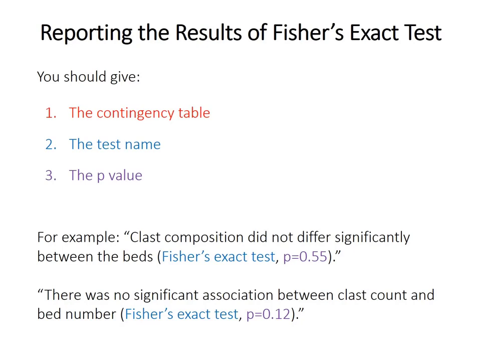You could say that class composition didn't differ significantly, or that it was significantly different, or you could say the counts of the class were different, or the counts of my observations were different. You could also use the association phrase, but that's maybe less intuitive, and so you could always just go with the counts didn't differ significantly or did differ significantly.